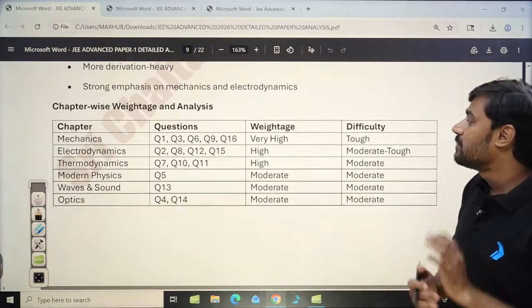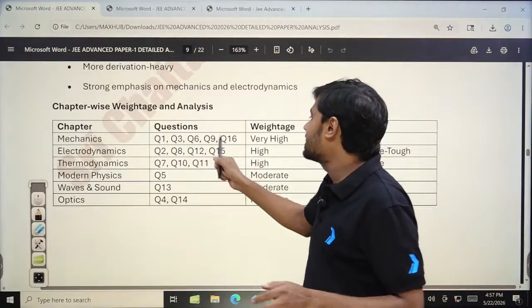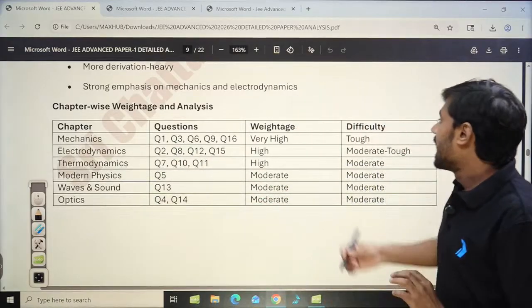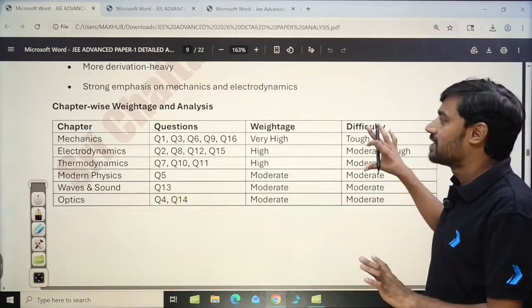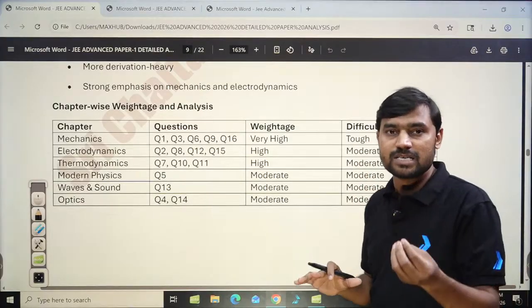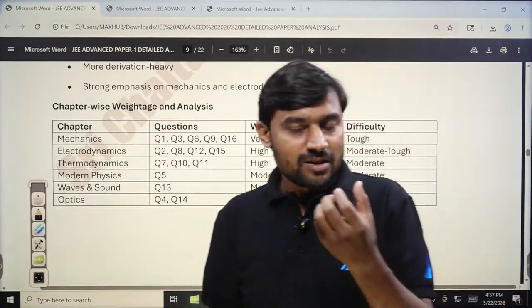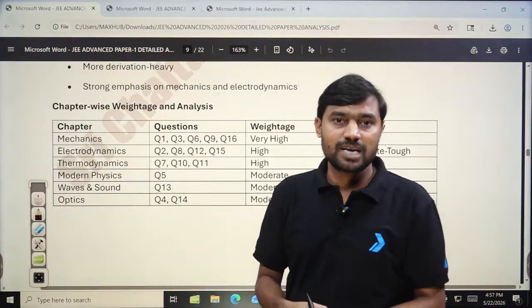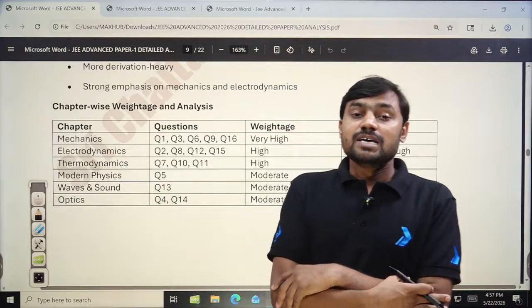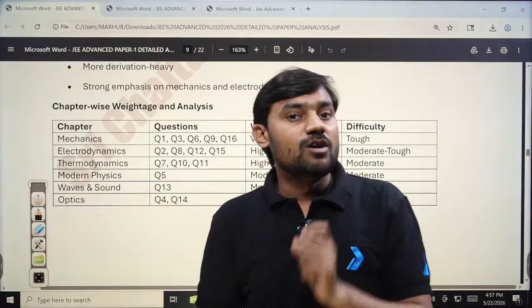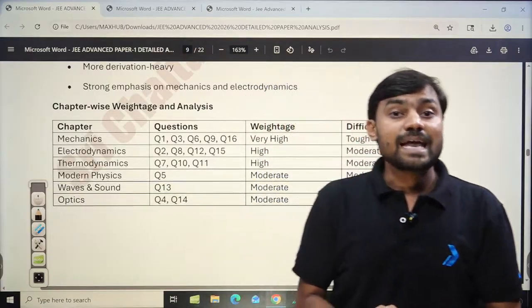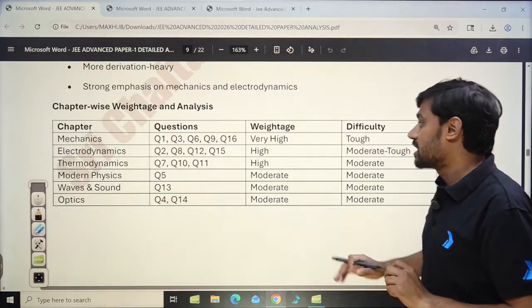Mechanics content in paper 1: question number 1, 3, 6, 9 and 16. And weightage was very high, of course. Difficulty was tough because there was a question from rotation, and in rotation it was from rolling motion, right? And that was conceptual along with some calculation. That was a very lengthy question, right?